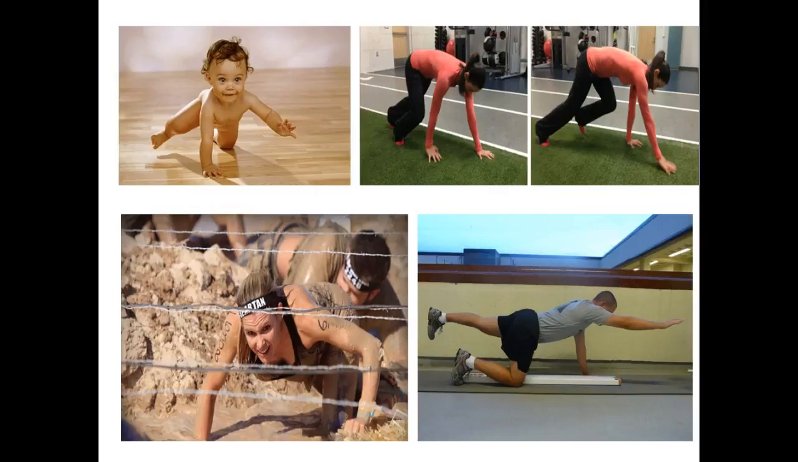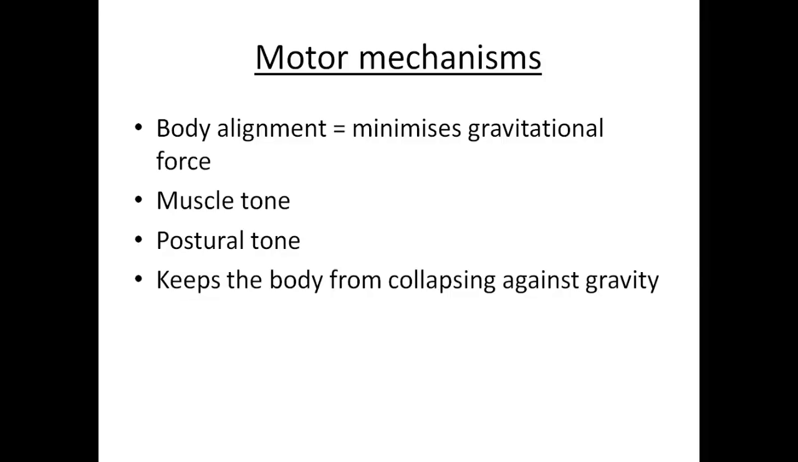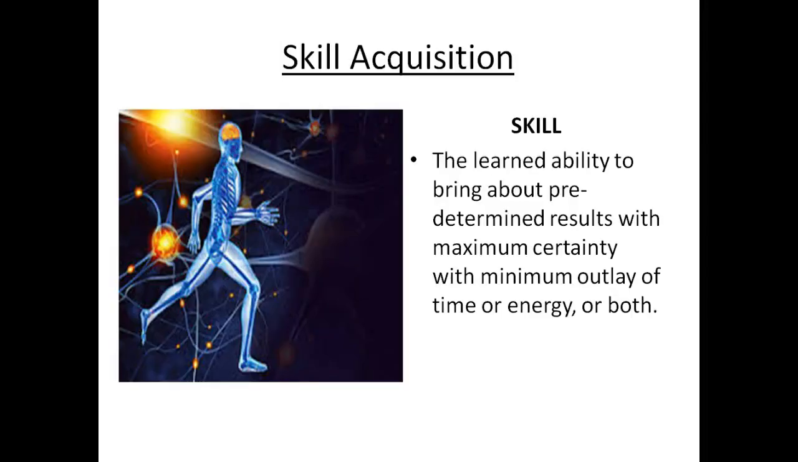So we've got some examples of a young baby crawling there, and then somebody doing a bear crawl, for example in Tough Mudder, using those skills as an adult, and then someone in the bottom right hand corner doing the quadruped functional movement screen that we come on to later. So when we're talking about motor mechanisms, we're talking about body alignment, which minimizes that gravitational force. We're talking about muscle tone, which will refer to our posture, and it basically keeps the body from collapsing against gravity, holding us up. Then we've got skill acquisition.